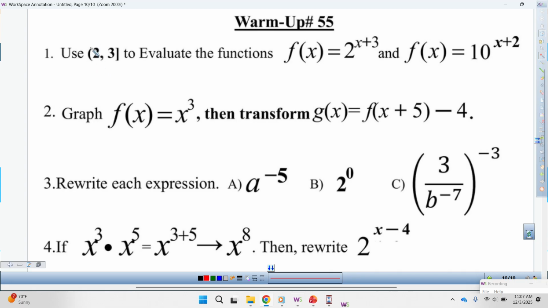Hands if you agree that we include 2. No hands. Why don't we include 2, everyone? Because it has a what? Parentheses. So which number did we only use, everyone? 3, because it has a bracket. So, with that said, if we substitute that in there, f of 3 equals 2 to the third plus 3. That's 2 to the 6th power. That means 2 times 2 times 2 times 2 times 2 times 2, which is 72.